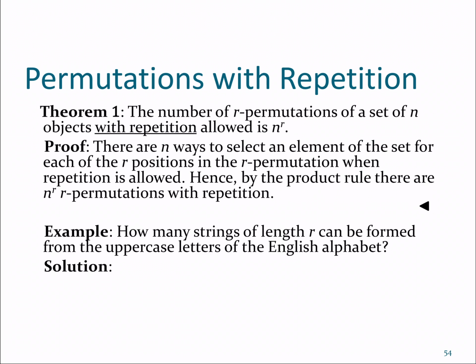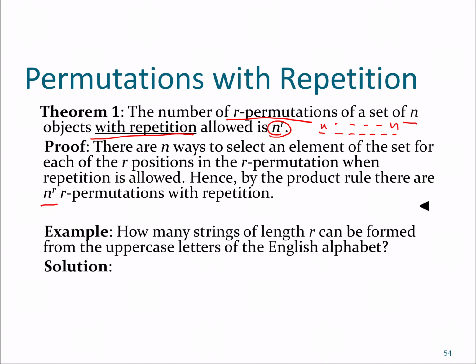So here, the number of r-permutations in a set with repetition allowed is actually very easy. That is n to the r's power. Because when repetition is allowed, you can think of there being r positions, and each one of the positions can be filled in n ways. So there are r of them, and together that's n to the r's power.